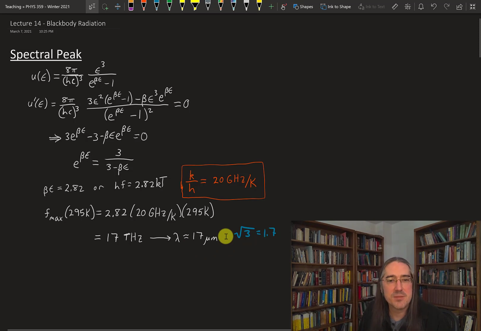And there was a bit of discussion in Piazza about what's the visible range, but the visible range is basically 400 to 700 nanometers. So the longest wavelength that's visible is 0.7 microns. This is more than 20 times longer, so this is deep into the infrared. And one of the important points is that in the infrared, particularly this deep in the infrared, most solid objects absorb 100% of the radiation that lands on them. So that will come up later on in the lecture.